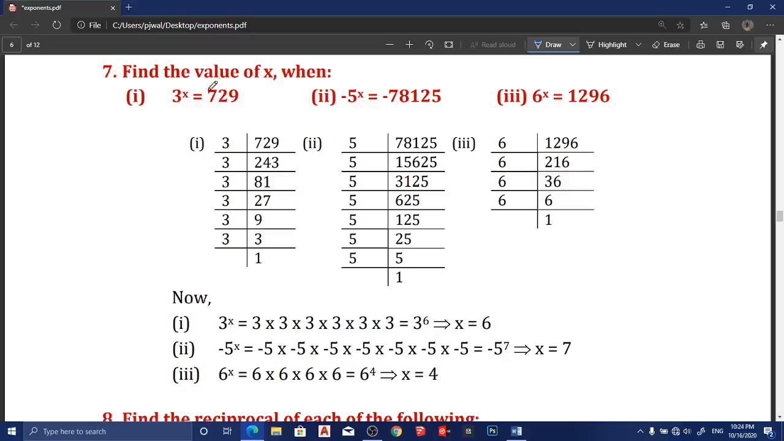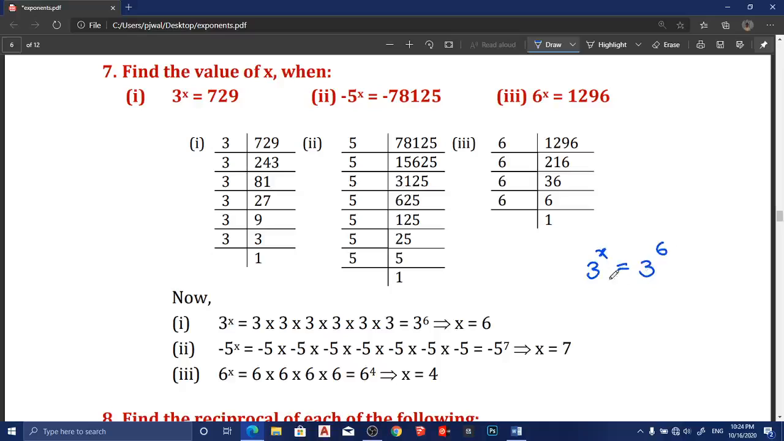Okay, so now we have to try with the 3, to write this number in exponential form, as a power of 3. If you divide this 729, 1 2 3 4 5 6, it will give 3 raised to the power of 6 here. Okay, 3 raised to the power of 6.